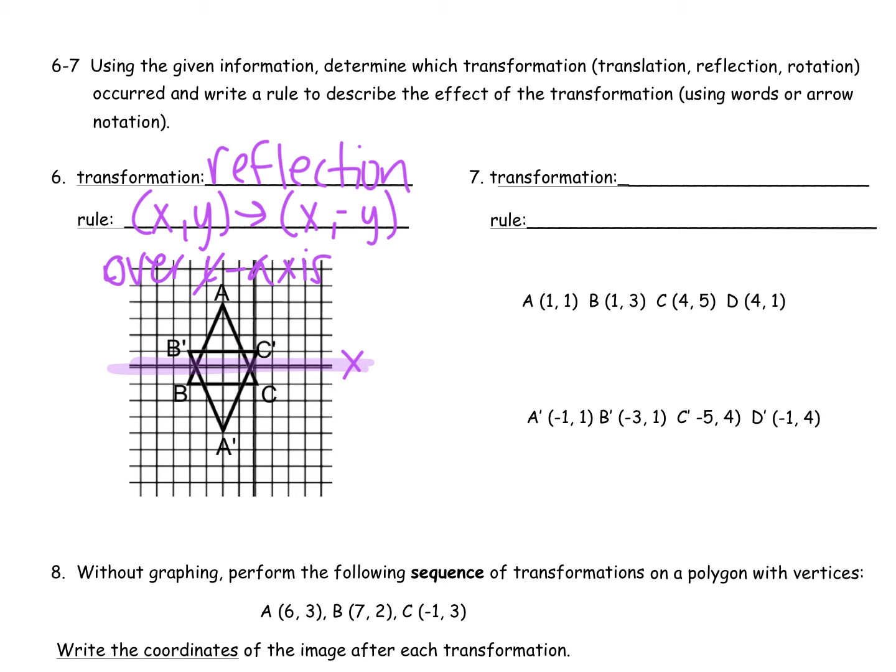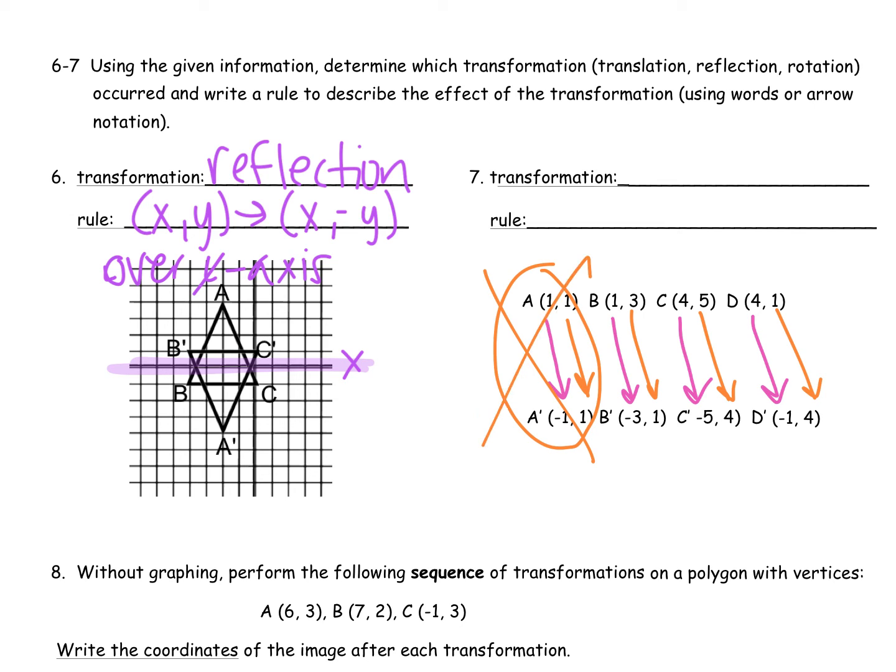And then number 7, we don't have a graph to look at, so I'm looking for patterns. So let's look at all of my x's. My x went from 1 to negative 3 and 4 to negative 5 and 4 to negative 1. And then look at your y's. I'll tell you right now, this first point really tricked me. So I'm going to actually ignore that when writing the rest of my rule.